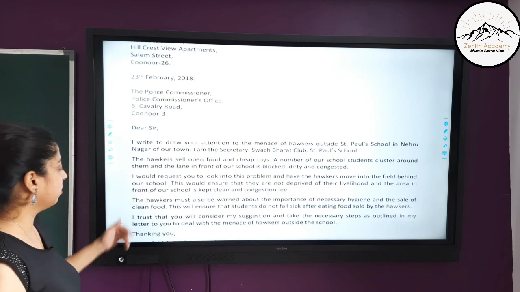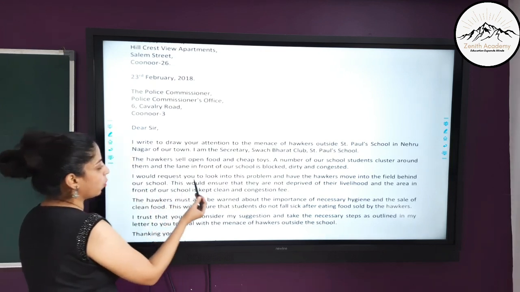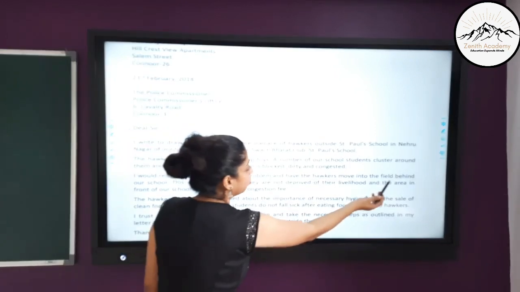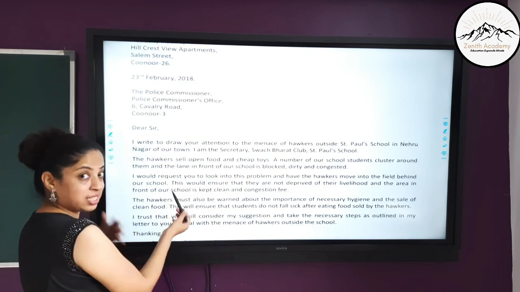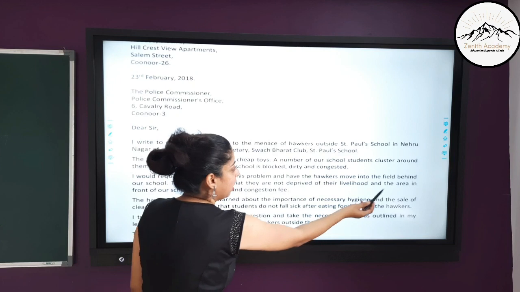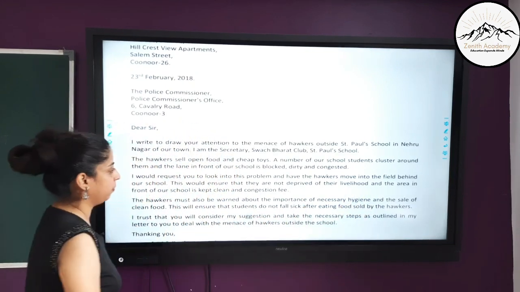Now next, third paragraph was giving suggestions. So I would request you to look into this problem and have the hawkers move into the field behind our school. So you are suggesting. This would ensure that they are not deprived of their livelihood and the area in the front of our school is kept clean and congestion free.